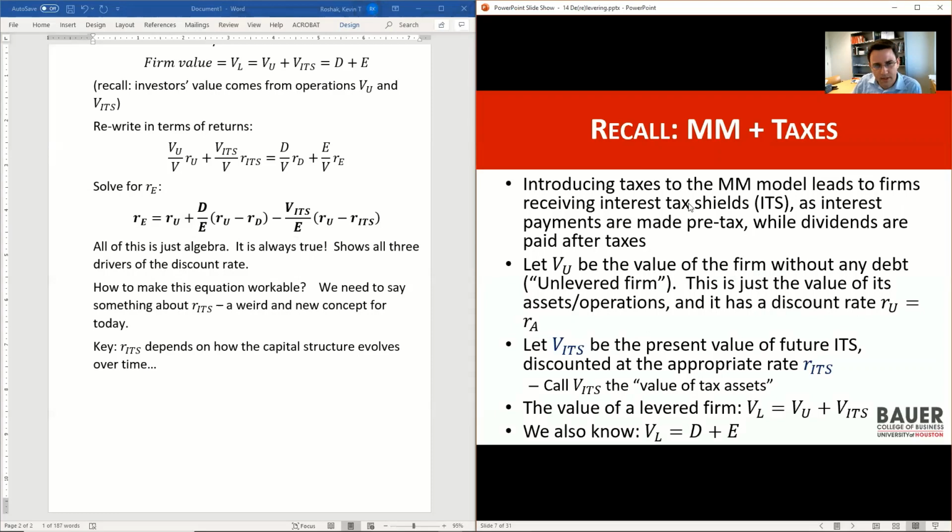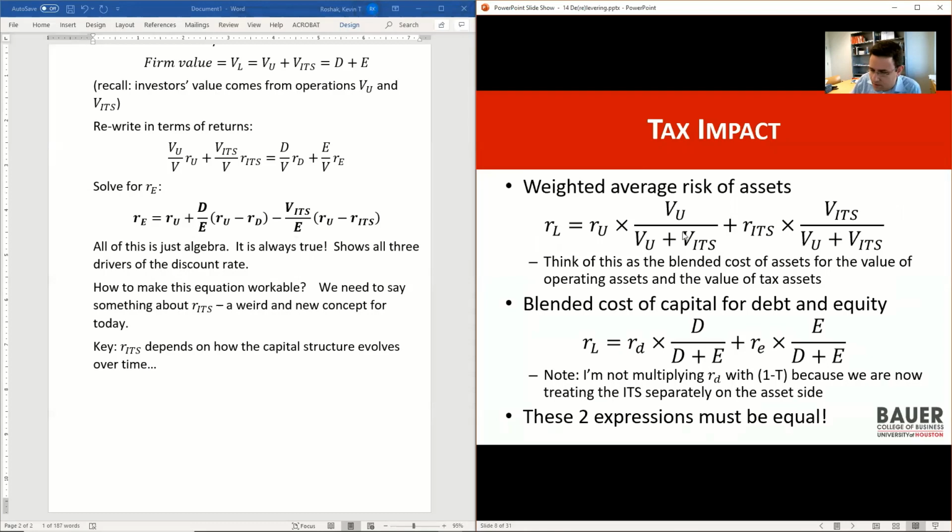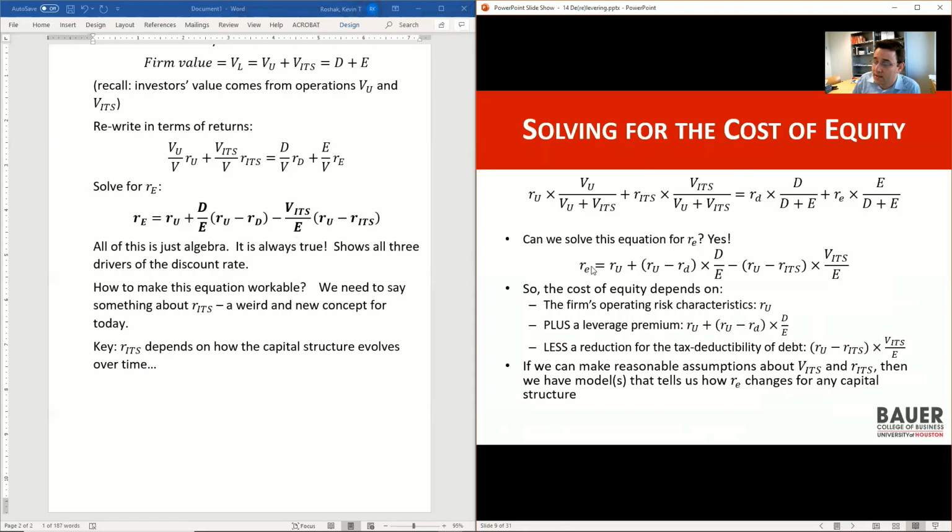So all of that math is just explained and worked out in the slides. It's just assets equals debt plus equity. You rewrite it in terms of returns. You set the left-hand side of the balance sheet equal to the right-hand side of the balance sheet. And then we get this equation for RE, which is driven by our components, right? All the drivers of the discount rate that we know are shown in that equation. So if we can make reasonable assumptions about the tax shields, if we can say something about those, then we can put a number on the discount rate of equity and see how that changes when our capital structure changes, or when we compare different companies with different capital structures.